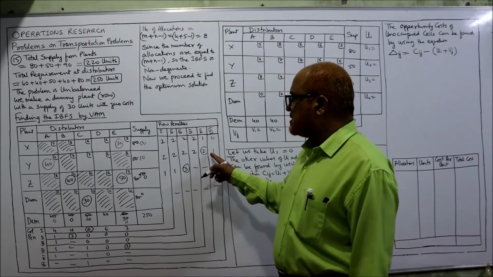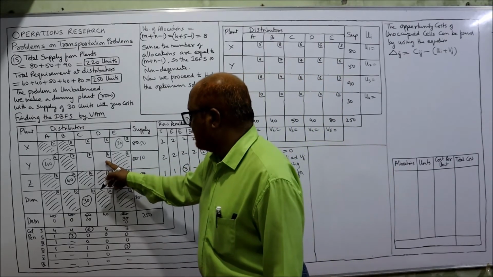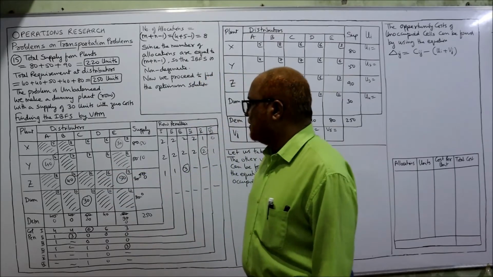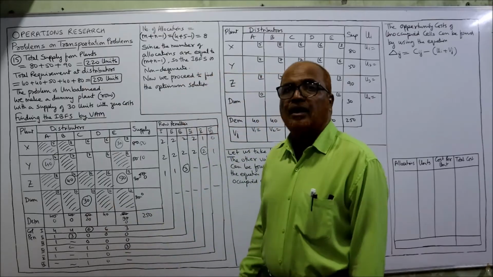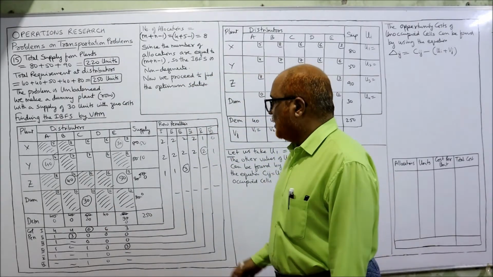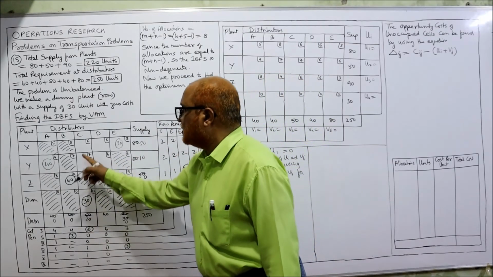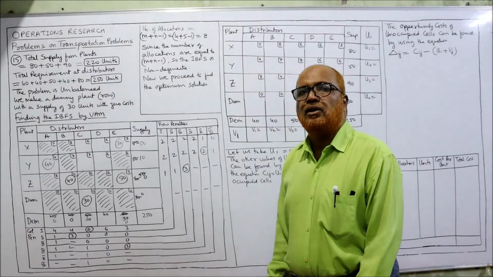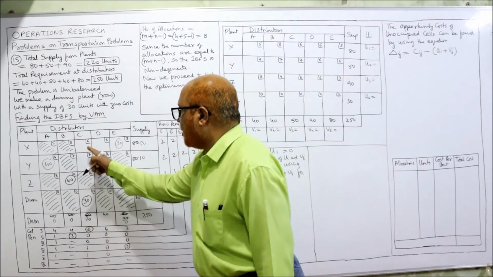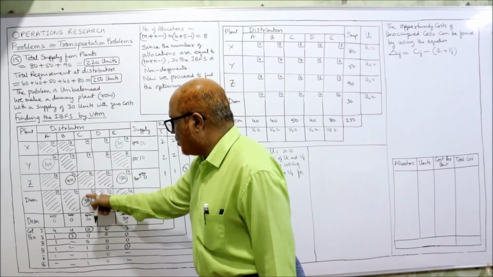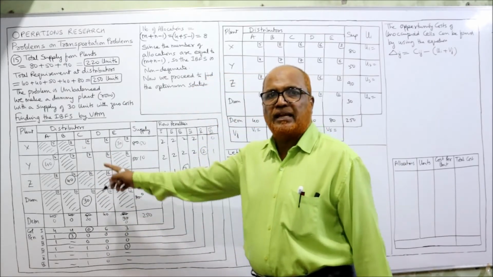So if we select this 1, what is the minimum cost here? 6 is the minimum cost. If we select this one, the minimum cost is 6. Again, there is a tie in cost. Now we see the allocations. If we select this one, how much allocation can we give? Column total 20, row total 50. So 20 allocations we can make if we select this 6.